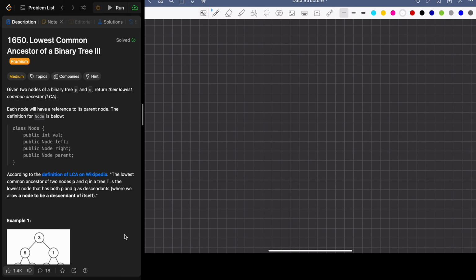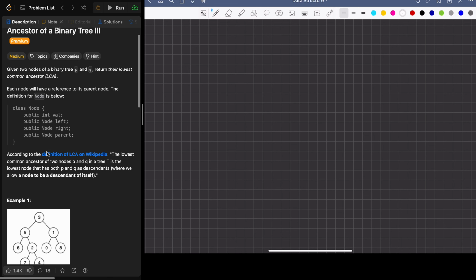Today let's take a look at 1650, Lowest Common Ancestor of a Binary Tree III. And what is this problem talking about? We will be given two nodes of a binary tree, P and Q, and then return their lowest common ancestor, LCA. And each node will have a reference to its parent node, and the node definition will look like below.